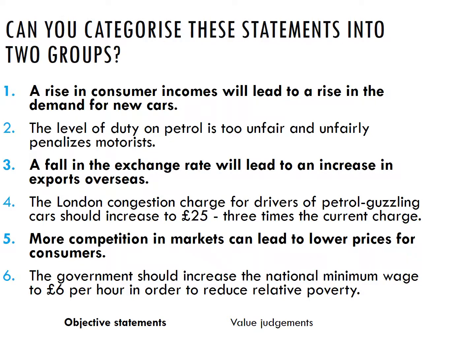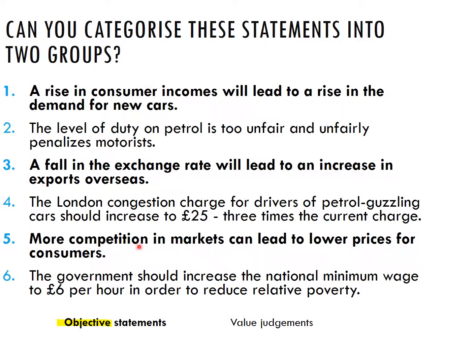Well, let's look at these statements. 1, 3 and 5 all have something in common. A rise in consumer incomes will lead to a rise in the demand for new cars. More competition in markets can lead to lower prices for consumers. These are statements that we can objectively measure. We can look at these statements and we can test whether they're actually true or not in reality. We can measure consumer incomes and we can measure how many new cars are being sold, so we can objectively, with facts, prove whether this statement is true or false.